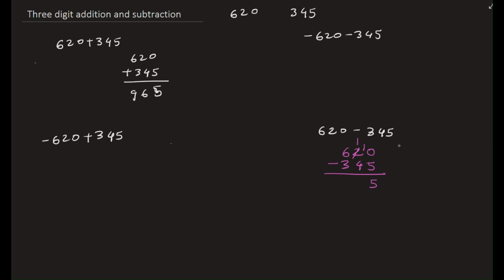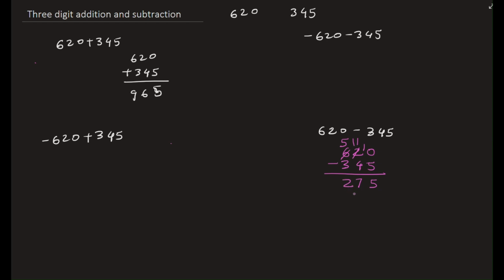Again in the tens place now I have to do 1 minus 4. But can I take out 4 from 1? Again it is not possible. So here in the hundreds place I have 6. So I take 100 from this 6 and make it 500, and that 100 I make it 10 tens, and here again I already have 1, I make it 11 tens. So this 11 minus 4 in the tens place equals 7, and in the hundreds place I have 5 minus 3, which equals 2.